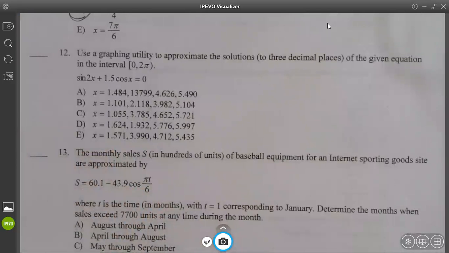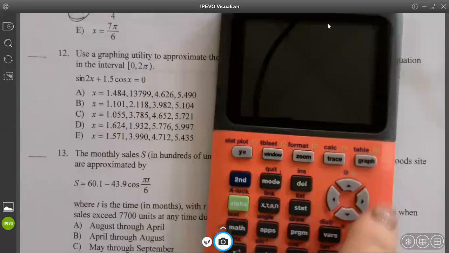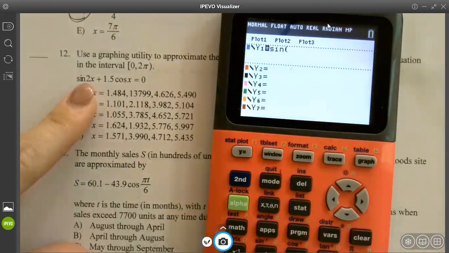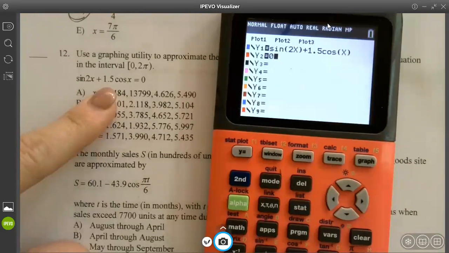12. What's it say? From 0 to 2 pi. So all that means is change that window to 0 to 2 pi so you're only looking at those values. Make sure that you don't go any higher than what? 2 pi. Do any of these values go higher than that? So it really doesn't matter. It says use your calculator. So in y1, we're going to put this side, sine 2x plus 1.5 cosine x. The other one we're going to put in 0.